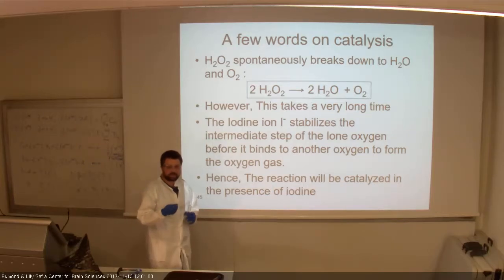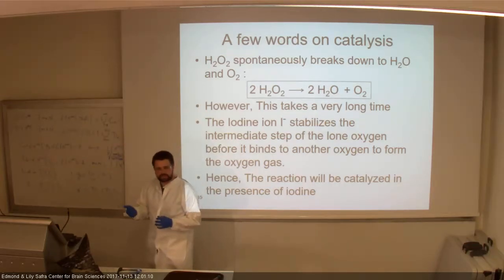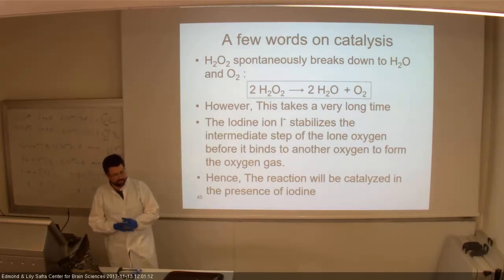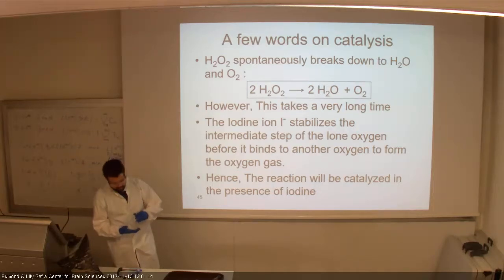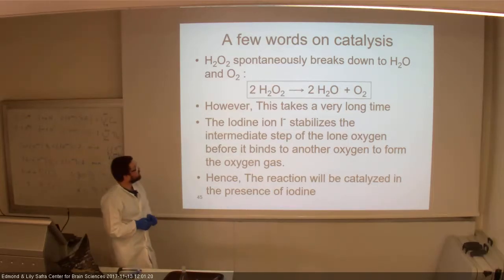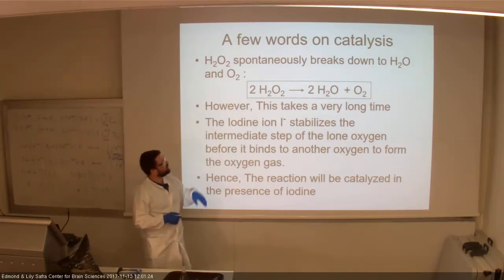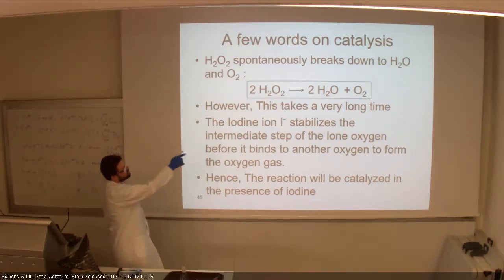So, for example, I tell you that an enzyme catalyzed a chemical reaction. So you say, okay, the chemical reaction will occur anyway, just that the enzyme is there, so it happens faster. So in order to demonstrate the catalytic power, we're going to show the catalytic power of iodine, or the iodine ion, in the catalysis of this chemical reaction.